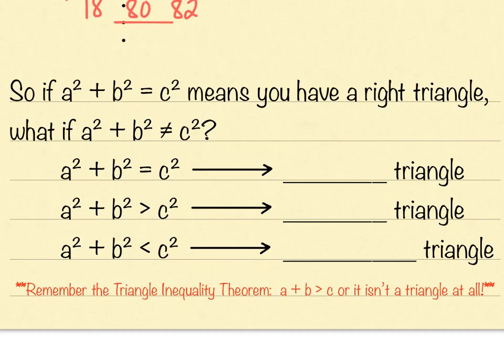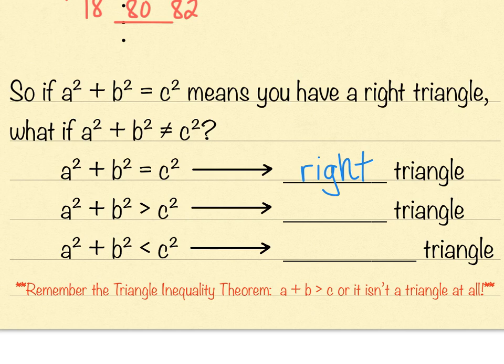So if a squared plus b squared equals c squared means you have a right triangle, what happens if a squared plus b squared does not equal c squared? Well, we know it's not a right triangle. So what kind of triangle would that make it? Well, we know, again, a squared plus b squared, if it equals c squared, we know that is a right triangle.